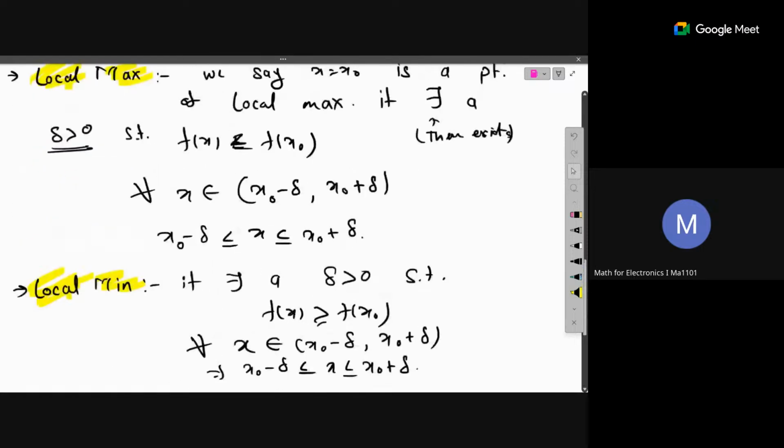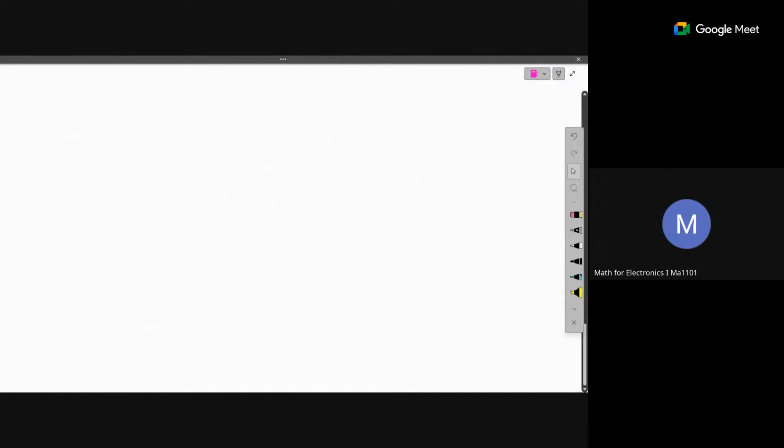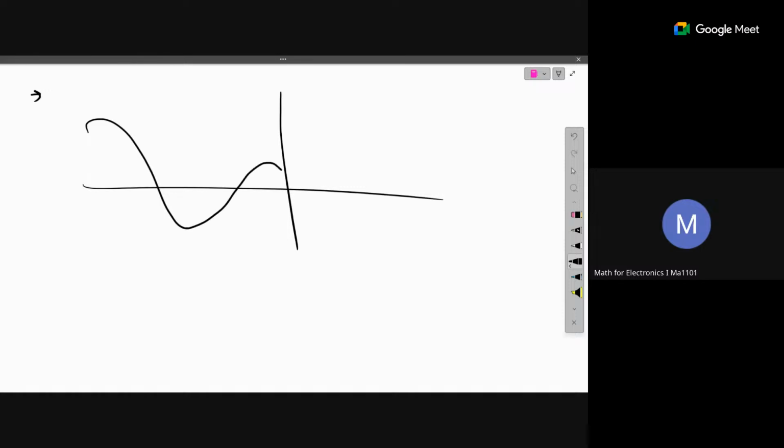Why are we saying this is a local property? Because here we want just a small neighborhood. We don't want a function to attain its maximum value over the whole interval. Over the whole interval means, suppose I have a graph of a polynomial f, and it's increasing over here. That means in this direction it's going to plus infinity, and in this direction also it's going to plus infinity.